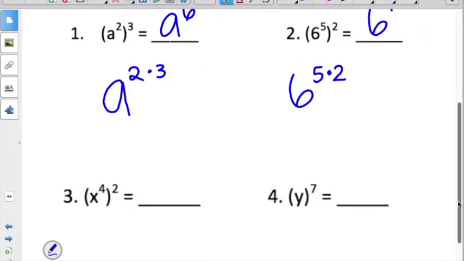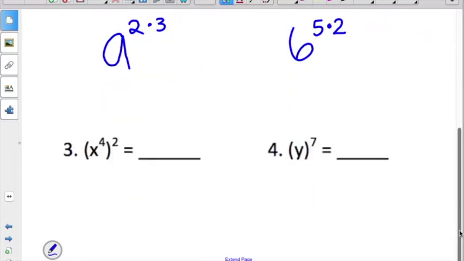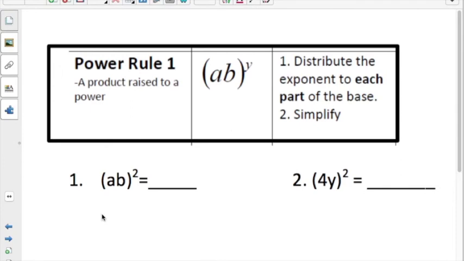The next one is x to the 4th power, which is raised to the 2nd power. So our base is x. Our exponent will be 4 multiplied by 2, which is 8. So our answer is x to the 8th power. And our last one, remember, if you don't see an exponent, there's really a 1 there. So this is y to the 1st power.